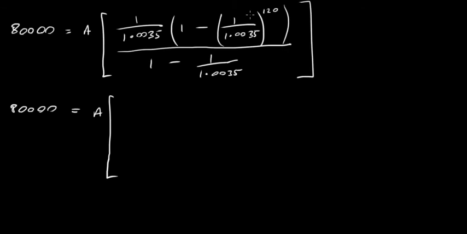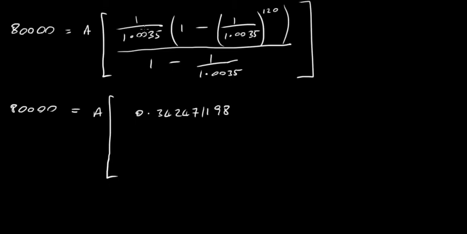I mean, you can raise this to the power of 120. 1 to the power of 120 is just 1. 1.0035 to the power of 120 you can do on your calculator. Subtract that from 1, divide it by 1.0035, and what you get is, I've done it already, 0.342471. So when we do the top line, this is what we get here.